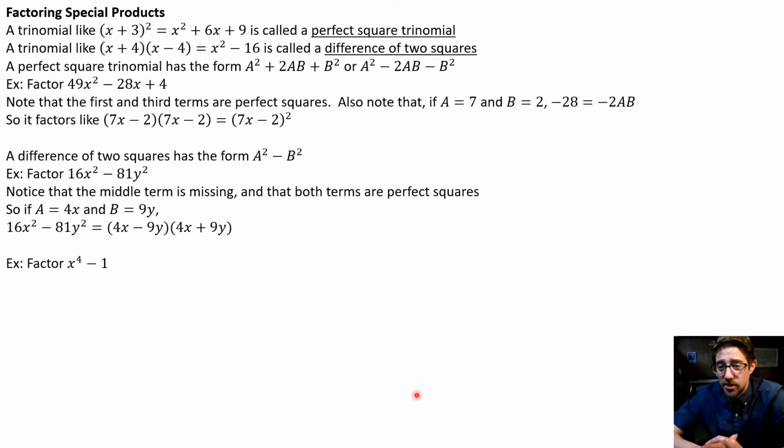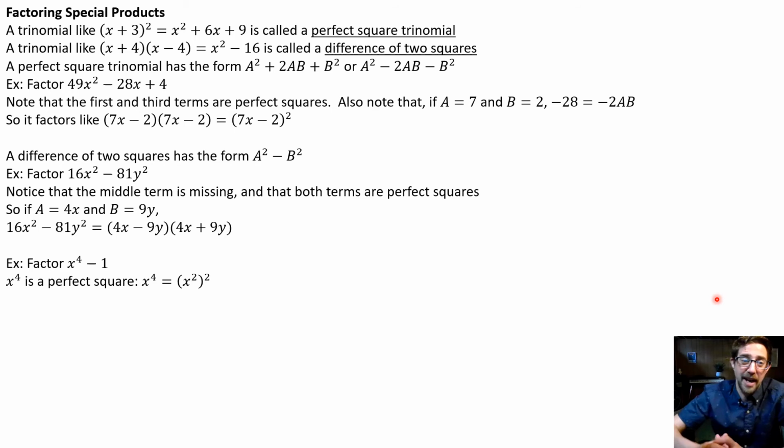Okay, so we're getting a little trickier. This is a fourth degree polynomial. Just because it only has two terms, that doesn't matter; it just matters the highest power. So when you look at it, 1 actually is a perfect square, technically, because 1 is 1 squared. X to the fourth is also the square of something. What's it the square of? It's actually the square of x squared.